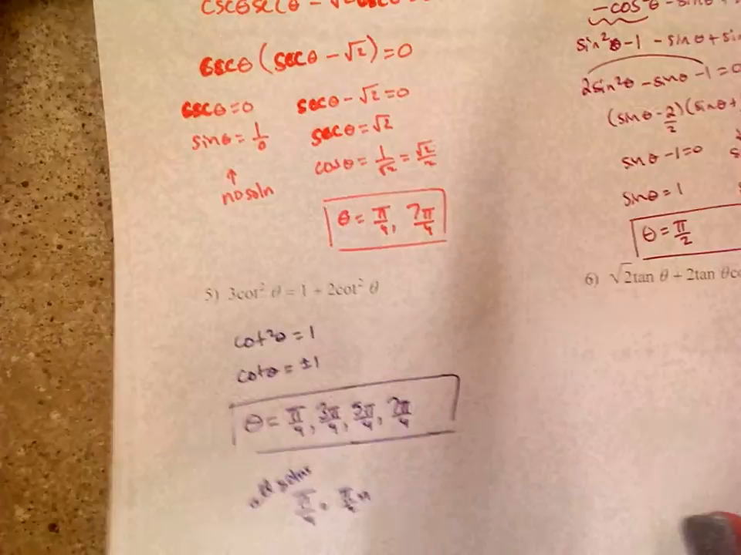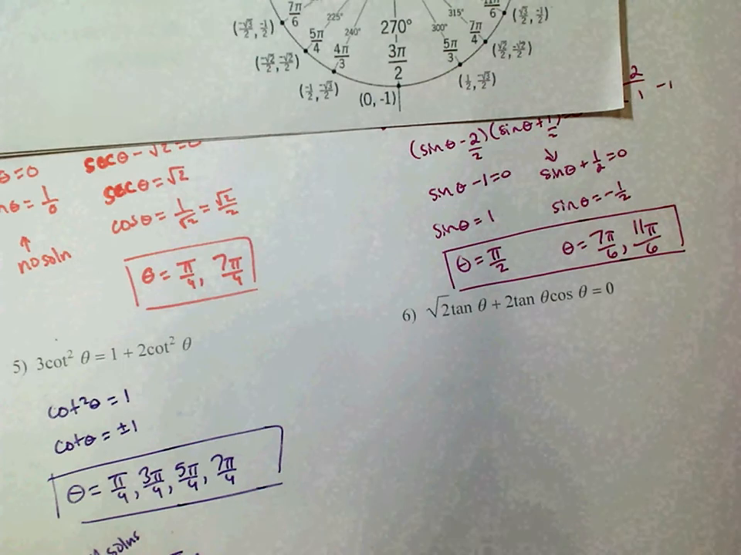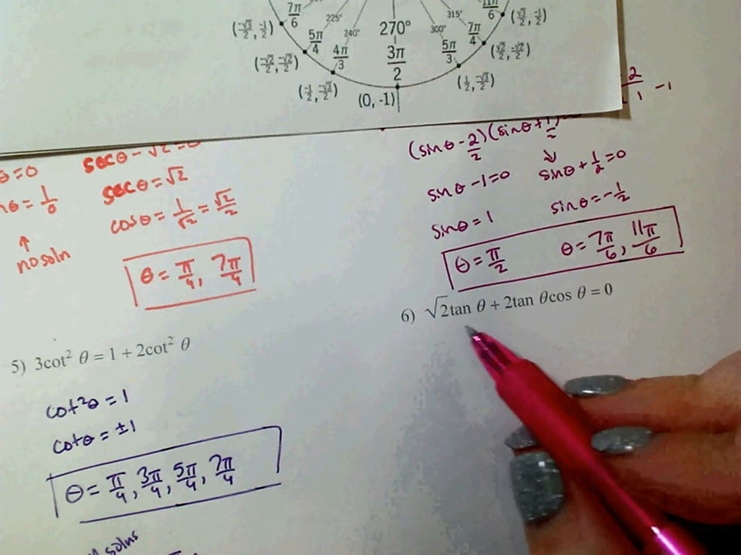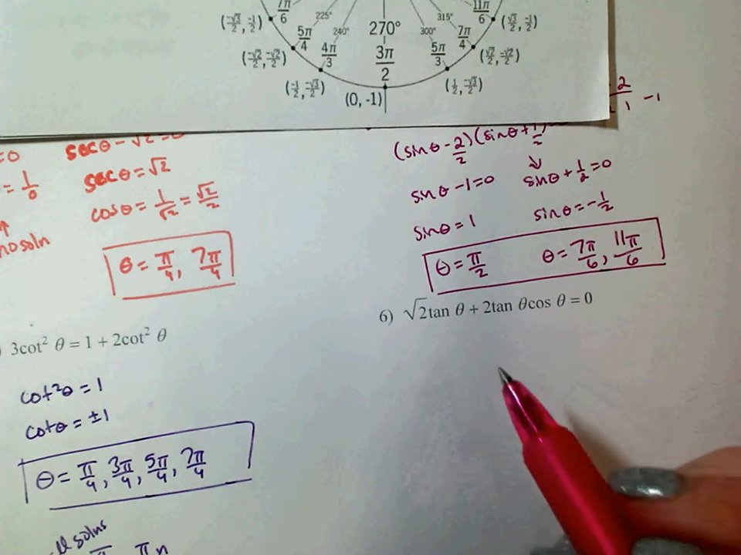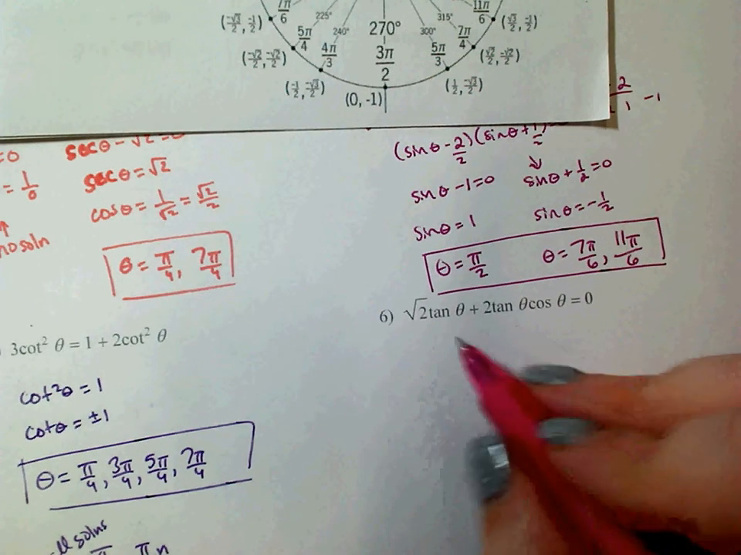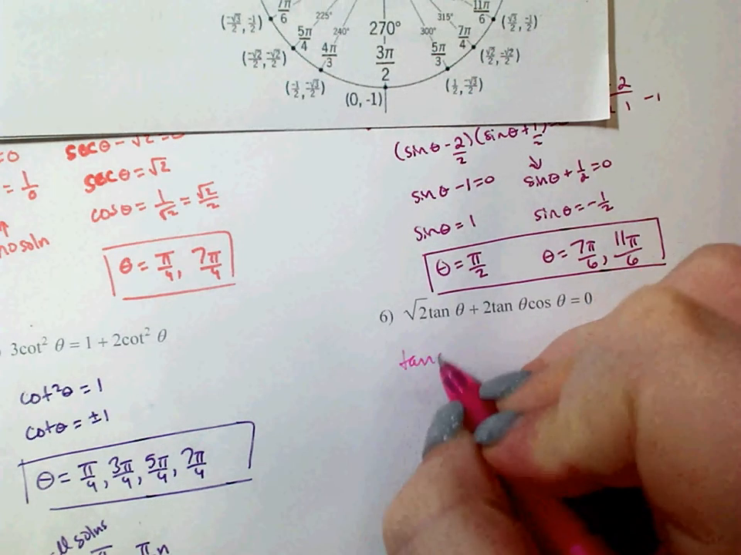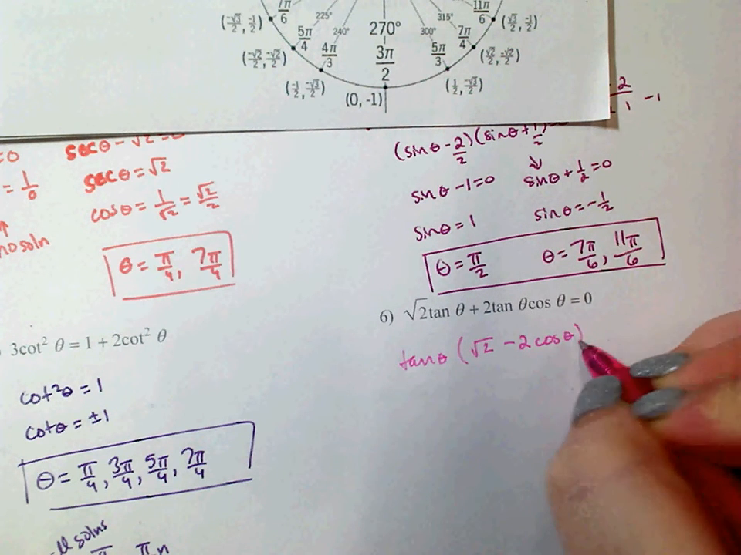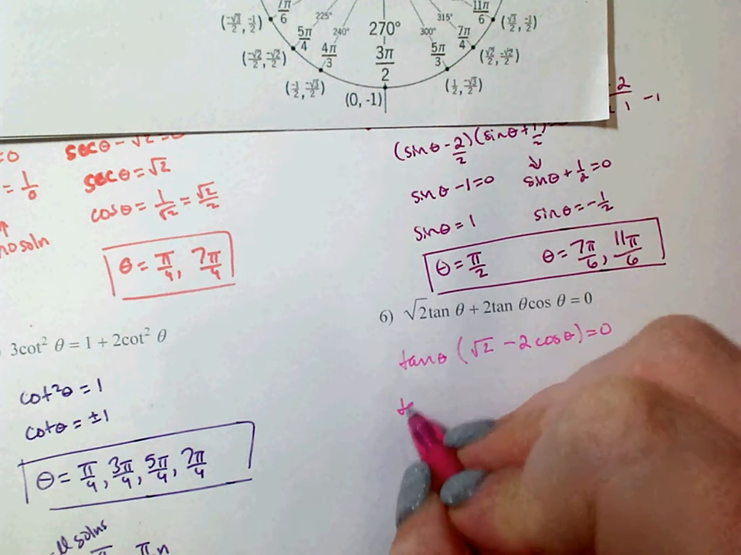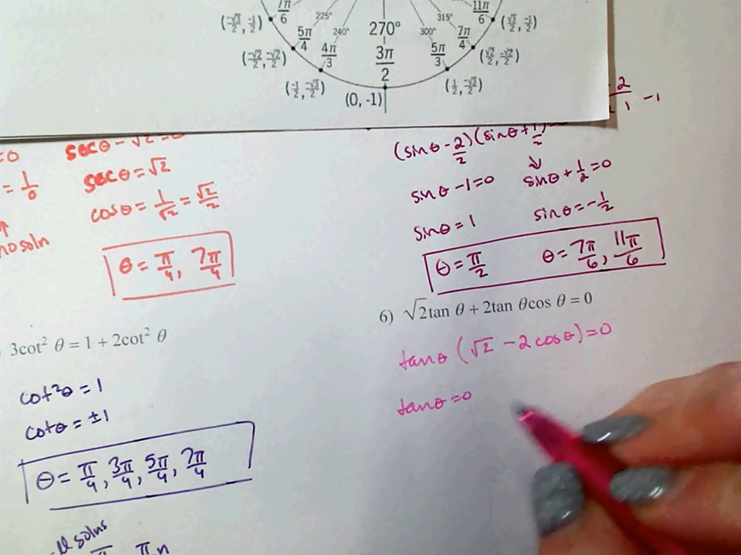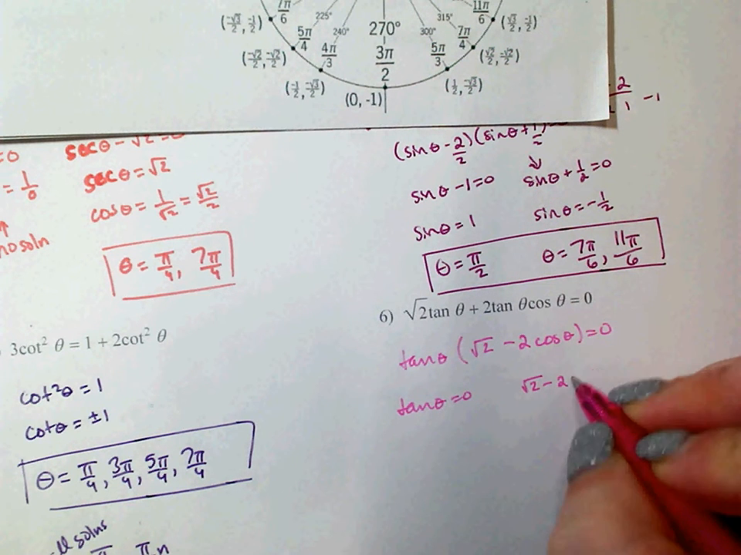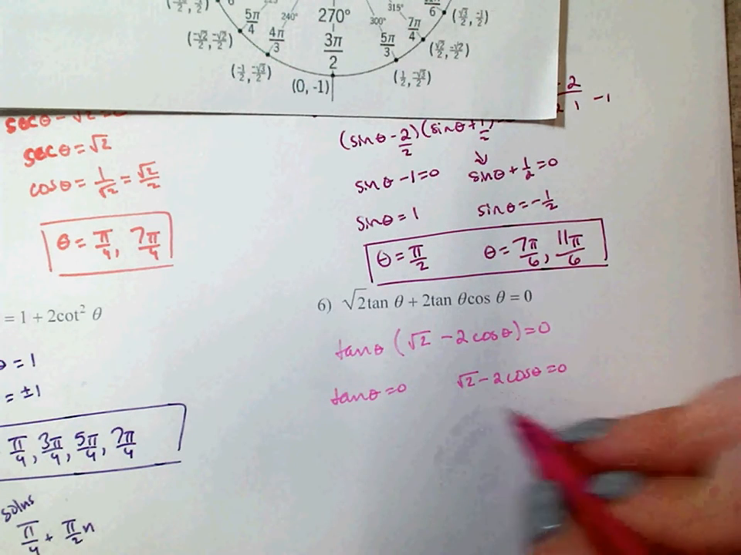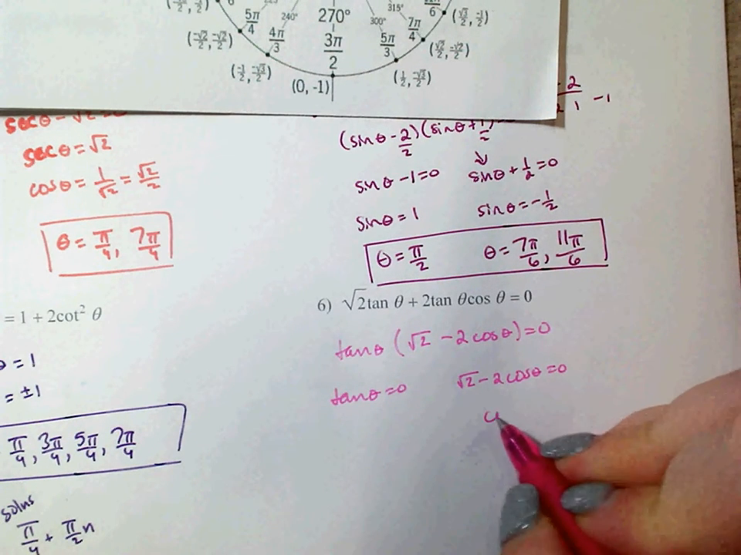All right, number 6. So on number 6, you've got square root of 2 tangent plus 2 tangent cosine equals 0. I see that they both have a tangent in them, so I'm going to factor out the common factor. Tangent of theta times the square root of 2 minus 2 cosine of theta equals 0. So I'm asking, when does tangent equal 0? And when does the square root of 2 minus 2 cosine of theta equal 0? Or, if you subtract the square root of 2 and divide by negative 2, when does cosine of theta equal the square root of 2 over 2?